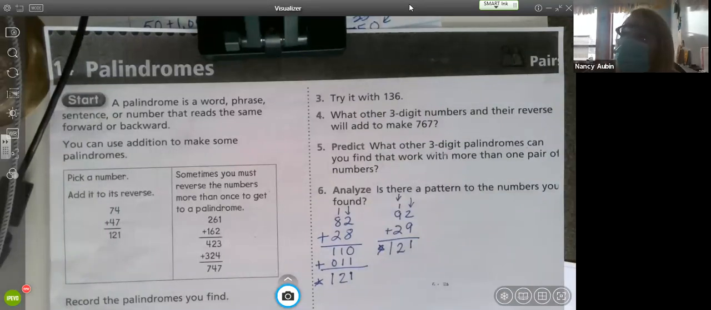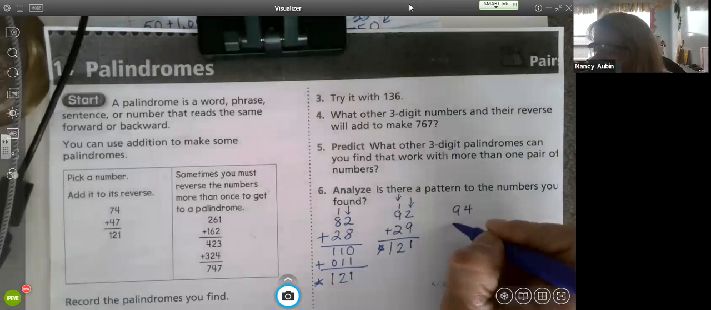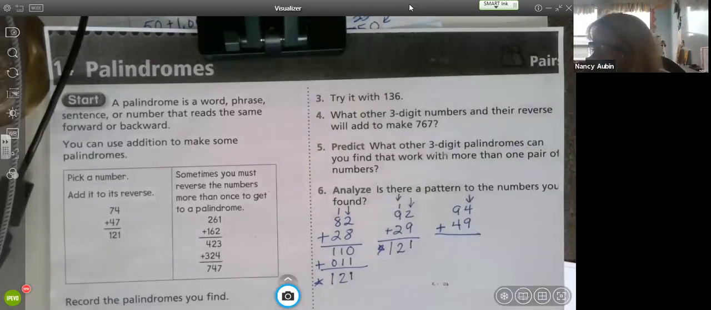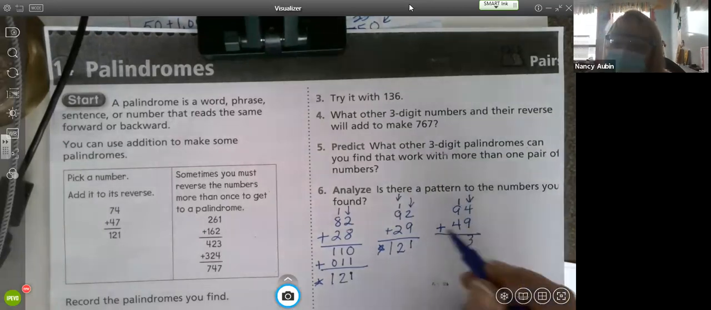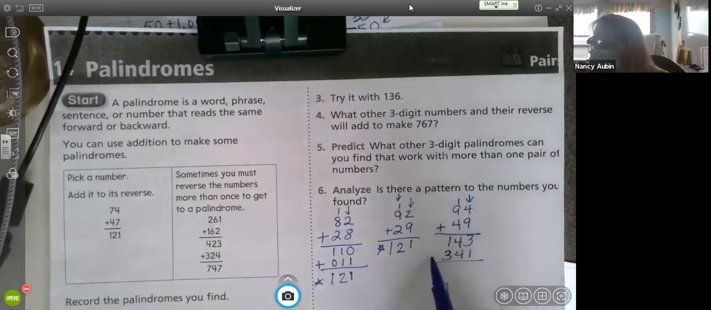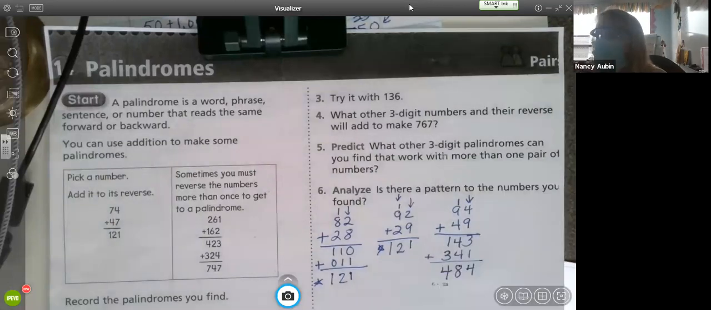Josh Lewis, can you give me a two-digit number? 94. He said 94. Okay, so I'm going to do 94 and I have to add 49 to it. Add the reverse. 4 plus 9 is 13. Carry the 1. 9 plus 1 plus 4 is 14. I did not get a palindrome yet. So now I got to keep going. Paxton, what's the reverse of 143? Yep, 341. Let's see if this gives us a palindrome. What's 3 plus 1? 4 plus 4? 1 plus 3? Did I get a palindrome? Put a star by it.